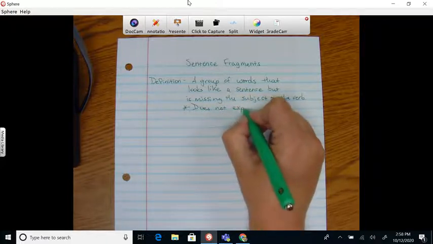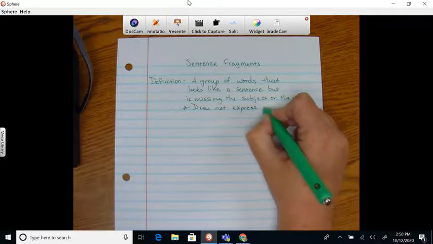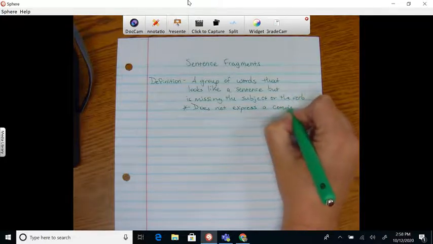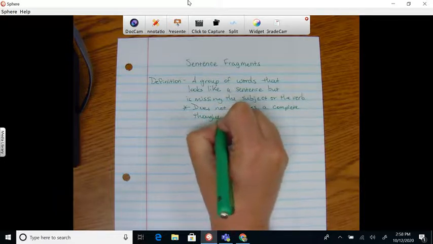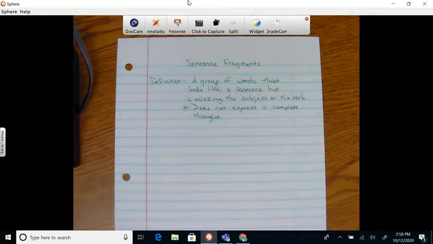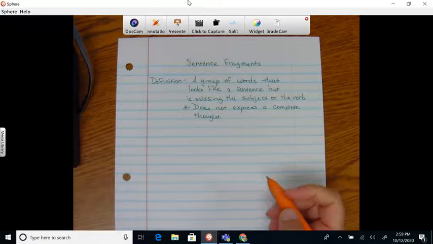The key part, though, is that it does not express a complete thought. And that's where we get in the problem. If we are not expressing a complete thought, our reader doesn't understand what we're talking about. And the whole purpose of writing is for communication, so that our readers understand the ideas that we are trying to share with them. So, you asked me how to fix them.